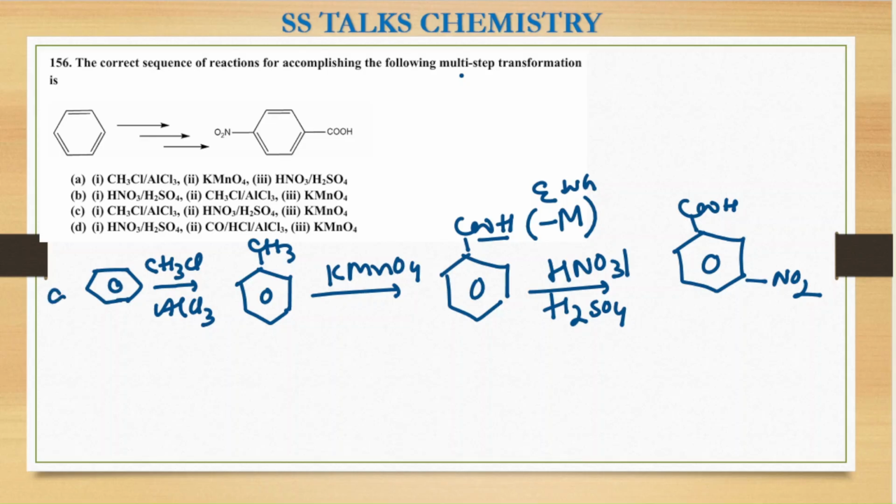Now in option B, if I am following, this benzene ring is treated with the nitrating mixture, that is your HNO3 with H2SO4, right?